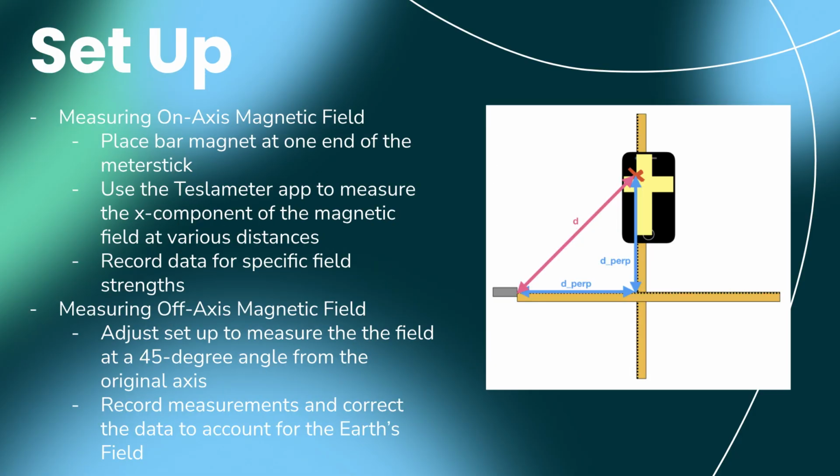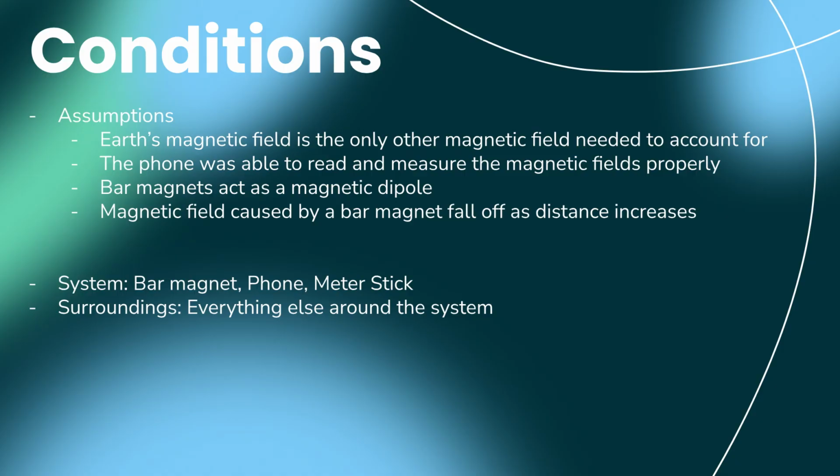So the setup for our experiment, we had measuring on-axis magnetic field, where we would place the bar magnet at one end of the meter stick, and then we used the Tesla meter app to measure the x-component of the magnetic field at various distances, and then we recorded the data for specific field strengths. And the second one was measuring off-axis magnetic fields. So we would adjust the setup to measure the field at a 45-degree angle from the original axis, and then record the measurements and correct the data to account for Earth's field.